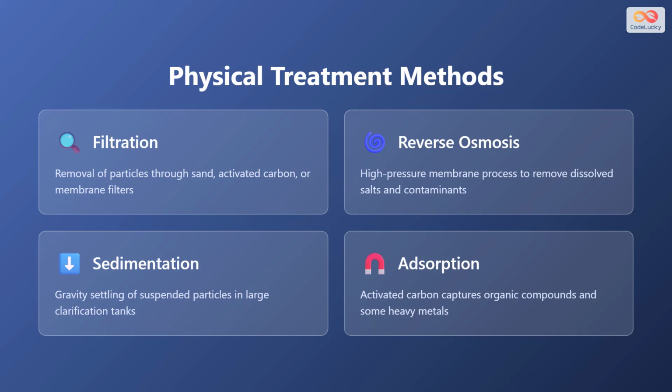Sedimentation relies on gravity, allowing suspended particles to settle naturally in large clarification tanks or basins. The settled material, called sludge, is removed from the bottom while clearer water flows from the top. Adsorption, particularly using activated carbon, works like a molecular sponge where contaminants stick to the carbon's extensive surface area. Physical methods are often combined with chemical and biological treatments for comprehensive water purification.